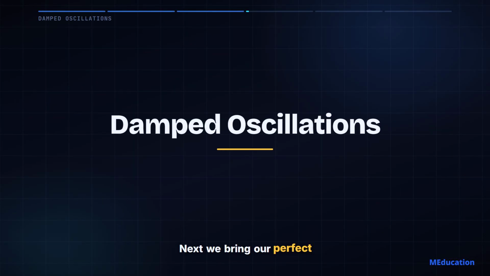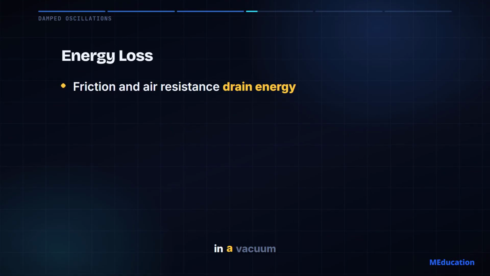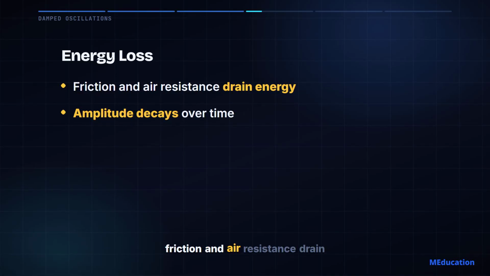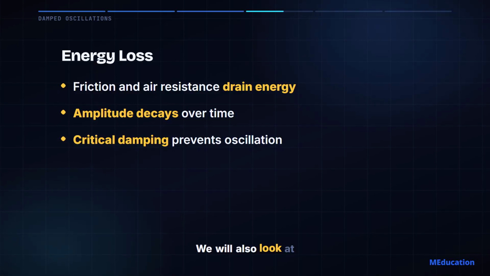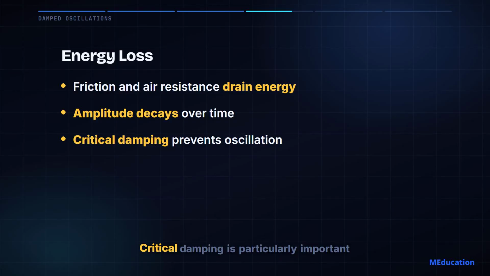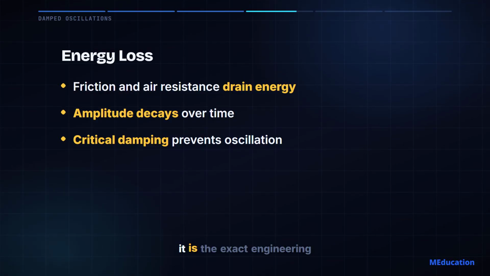Next, we bring our perfect mathematical model into the messy real world. Ideal systems do not exist in a vacuum. In reality, friction and air resistance drain energy from oscillating systems, a process known as damping. You will explore how this causes the amplitude to decay over time, while the period remains largely unaffected. We will also look at the precise exam definitions for light, heavy, and critical damping. Critical damping is particularly important. It is the exact engineering principle used to design safe car suspensions that return to equilibrium without bouncing, and automatic door closers that shut smoothly.